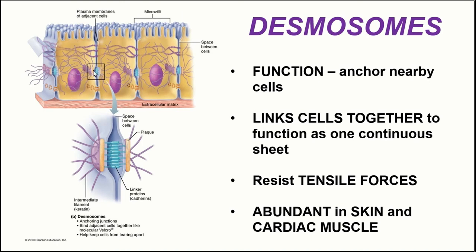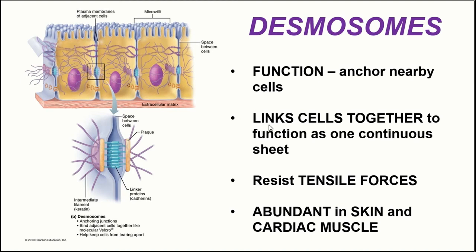So what you're seeing in this diagram here are 2 adjacent cells, one on the left, one on the right. This is the plasma membrane of one of those cells. This is the plasma membrane of the other cell. And then in between you have these little teeth-like proteins that extend out from the surface of each of the cells and link together and interlock like teeth in a zipper.